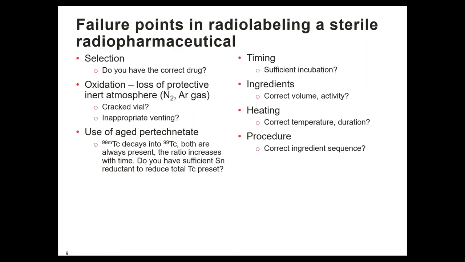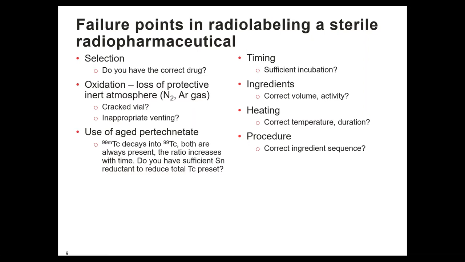Continuing on that discussion about oxidation and the tin reduction system, we realize that the pertechnetate we're handling has two flavors of technetium in it. There's both Tc-99m with a 6-hour half-life that we want and we can image on a gamma camera, and Tc-99 that we cannot image and we don't really want, but we've got to realize it's there. That's the 215,000 year half-life quasi-stable technetium. Both are always present, and that ratio will increase with time. As Tc-99m decays, it becomes Tc-99.